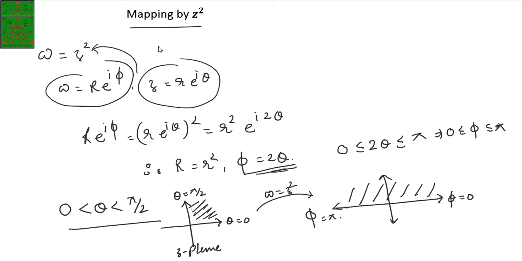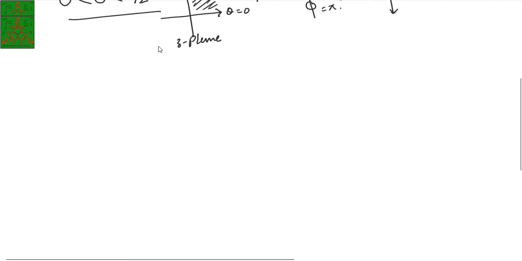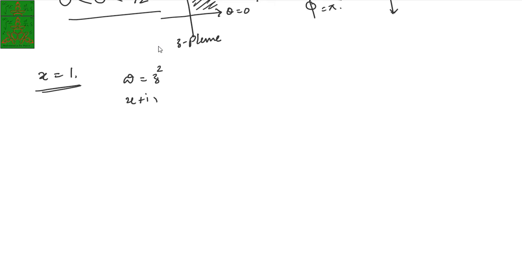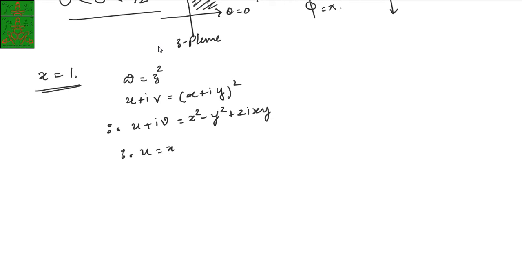Let us try to calculate the images of a line. Suppose we need to calculate the image of the line x equal to 1 under this transformation. For that I need to calculate the real and imaginary parts of this function. If you consider w equal to u plus iv and z equal to x plus iy, then we can write u plus iv equal to u square minus v square plus 2ixy by squaring x plus iy. Therefore u is equal to x square minus y square and v will be 2xy.